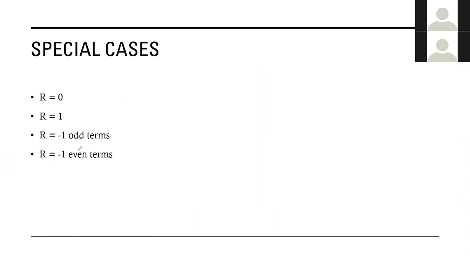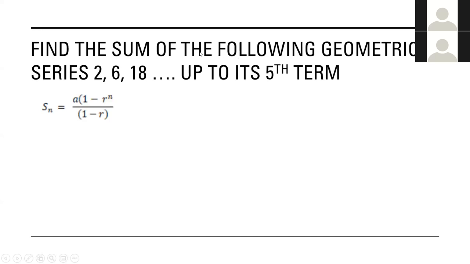So let's go now with the normal case. For our normal case, find the sum of the following geometric series: 2, 6, 18, up to the fifth term. So, check muna natin, is this really a geometric series? A sequence ba yan? Yes. What is the common ratio if that's the case? 3 po. So, it's confirmed that it is a geometric sequence. Ang common ratio natin ay 3.